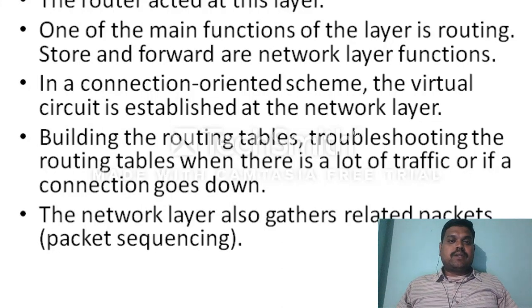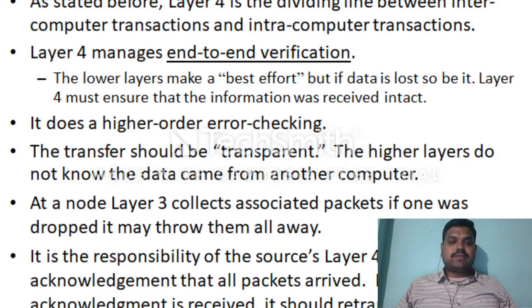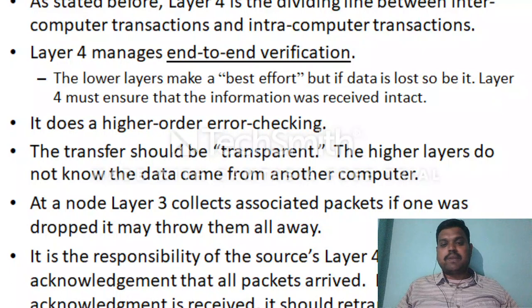So the network layer is the third layer of the OSI reference model, and the fourth layer is the transport layer. The transport layer is responsible for end-to-end communication. It is also the heart of the OSI reference model, and it ensures the end-to-end communication from device A to device B. It also does higher order error checking, and it makes the communication transparent. The higher layers, meaning the presentation, session and application layers, don't know that the data came from another computer.